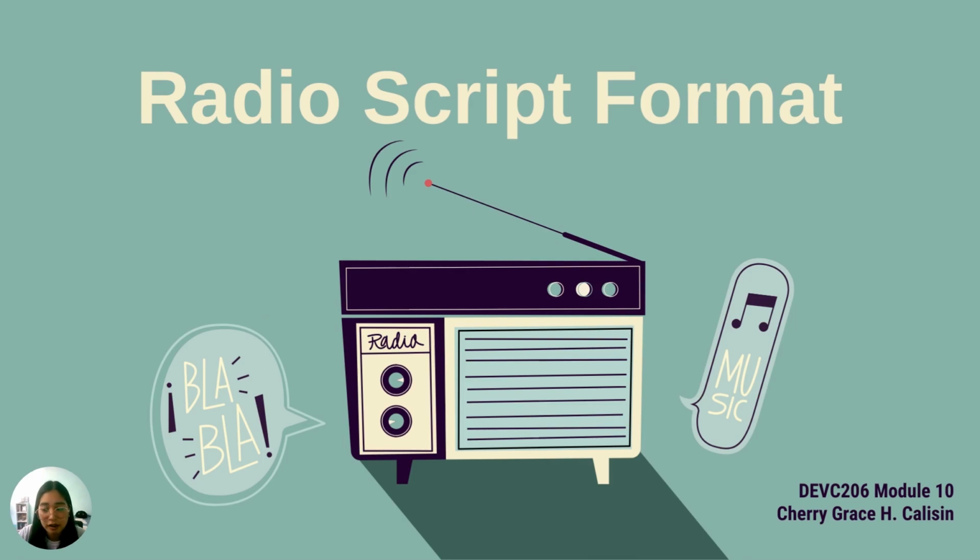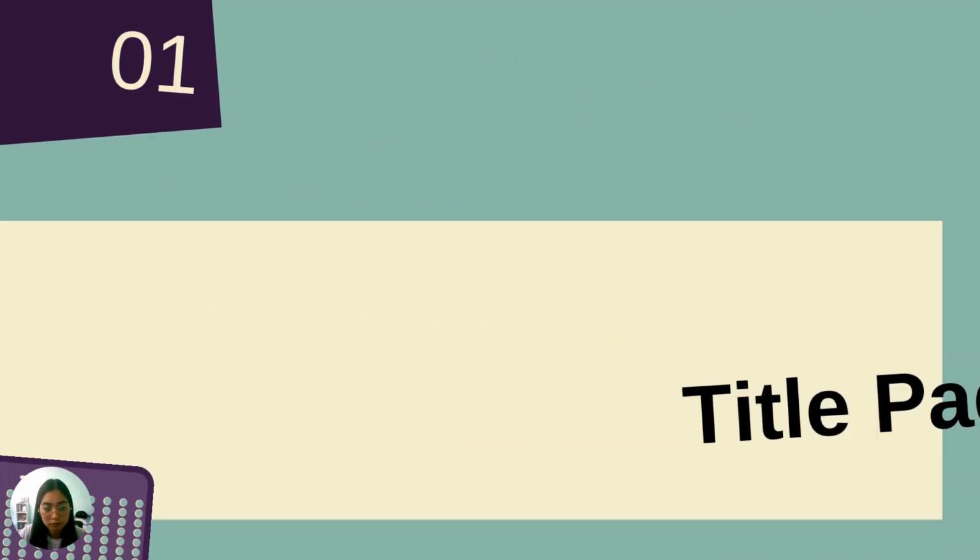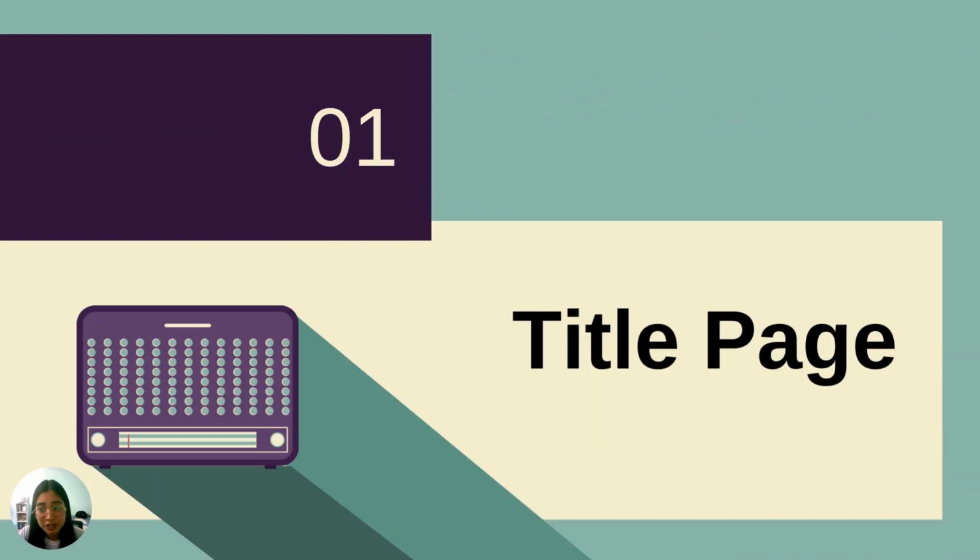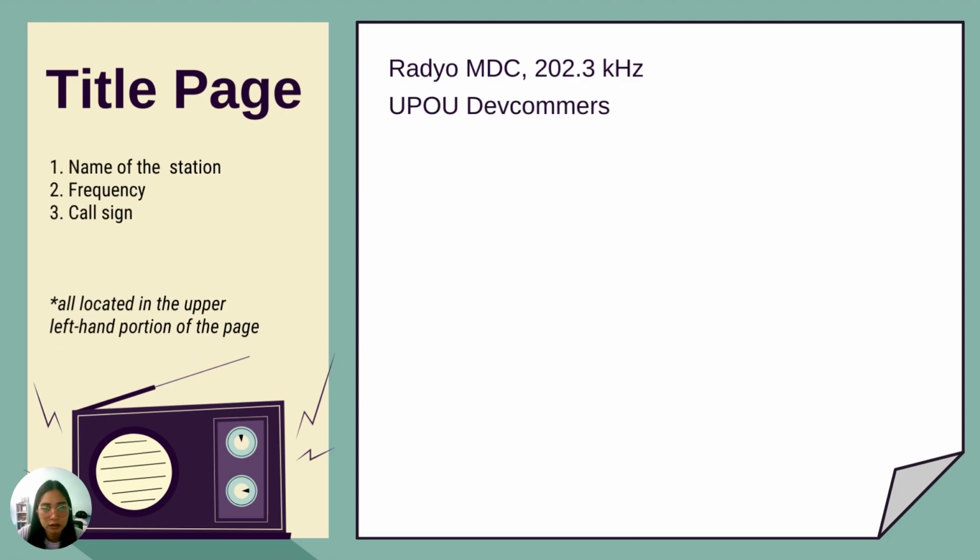As what I said, there are different forms of scripts, but for today, we will discuss the script format used by Radio DZLB. First, let us discuss the title page. What does a title page consist of? The title page contains the necessary information about the program. The body of the script may also begin on the title page if there is still space.